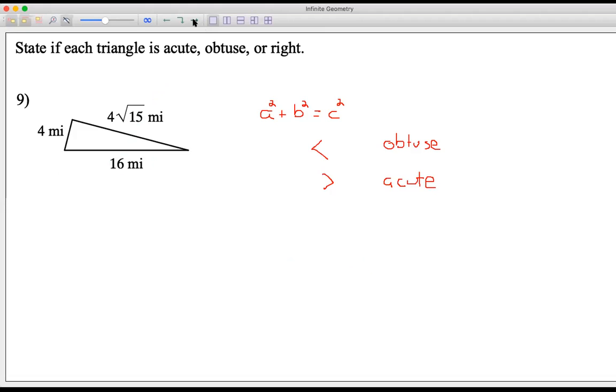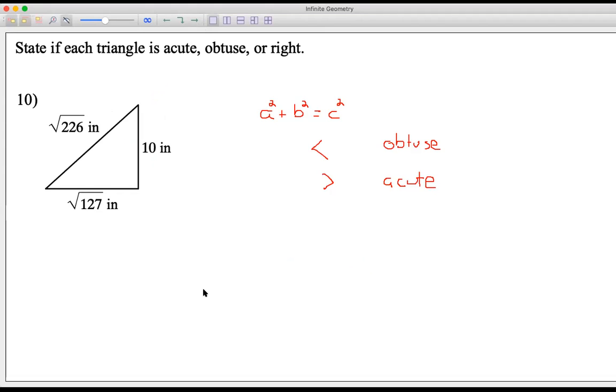One more. Number 10. What's bigger, 10 or square root of 226? Actually, I should say square root of 226 or 127. Well, clearly 226 is bigger. 10 squared would be 100, so the square root of 127 has got to be bigger than 10. So we can see which one is the hypotenuse. It's square root of 226.